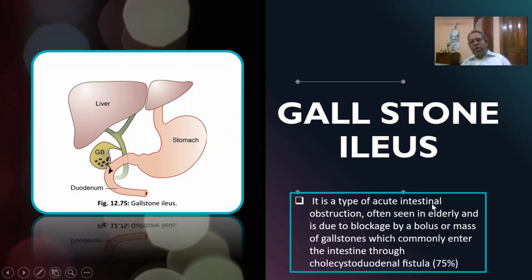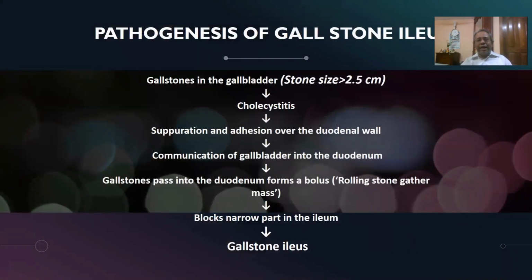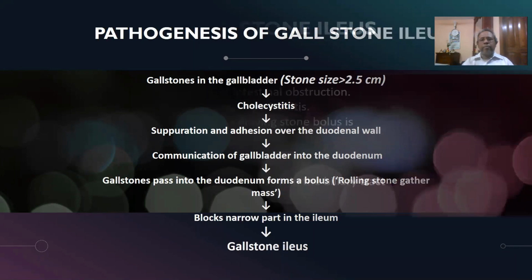So it is a type of acute intestinal obstruction often seen in the elderly, due to blockage by a bolus or mass of gallstone, which commonly enters the intestine through the cholecystoduodenal fistula. But that fistula and obstruction have a special criterion: the stone size must be 2.5 centimeters. Otherwise, it does not produce any intestinal obstruction symptoms. Ultimately, it blocks the narrow part of the ileum, the area where Meckel's diverticulum lies, 60 centimeters proximal to the ileocecal junction. That is the commonest site where gallstone ileus obstruction develops.